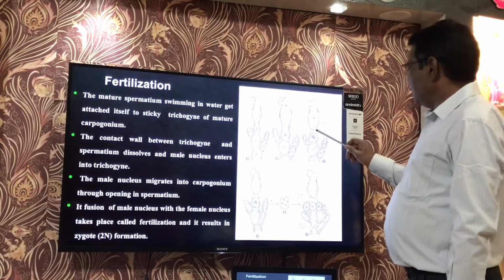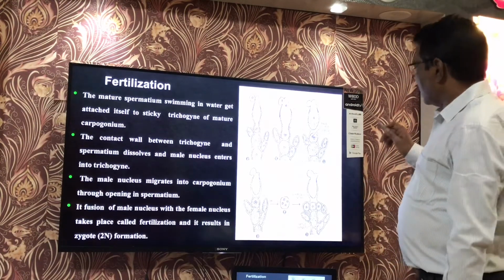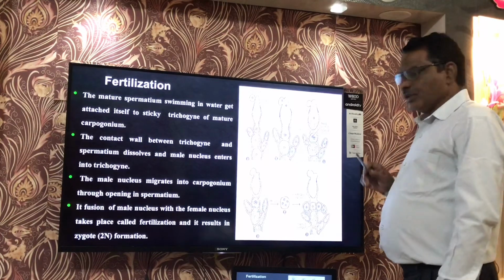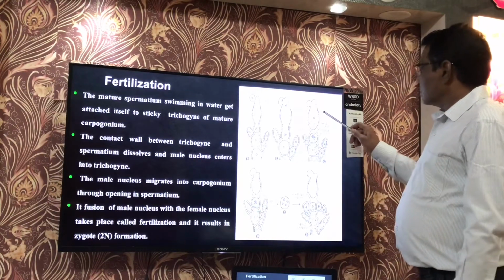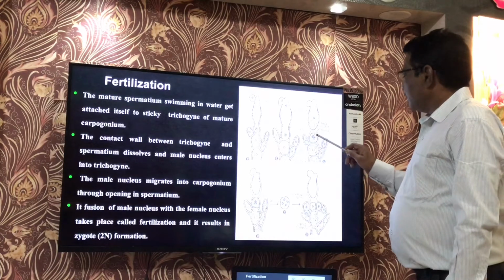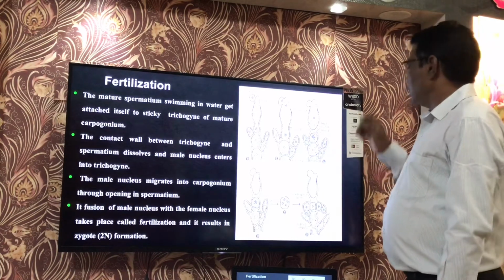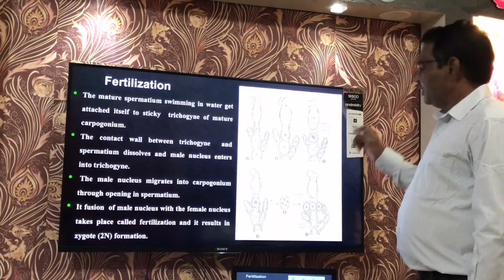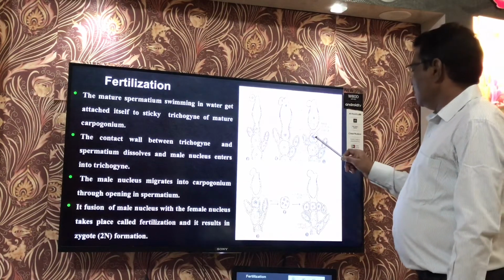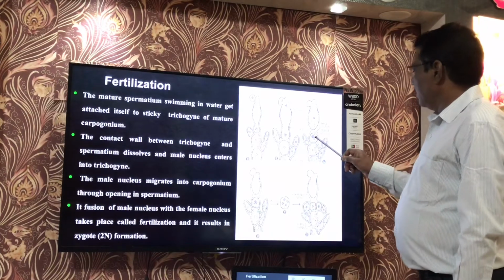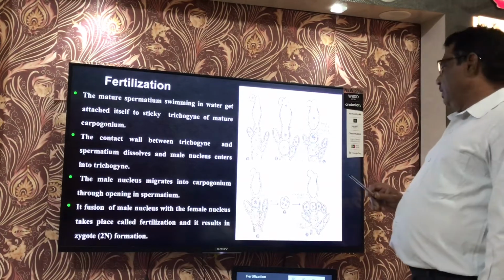Now this formation of the mucilage plug is to avoid the entry of additional male nuclei or male gametes for the fertilization of this female nucleus or egg nucleus. So mucilage plug formation is important once one of the male nuclei has paired with the egg nucleus.